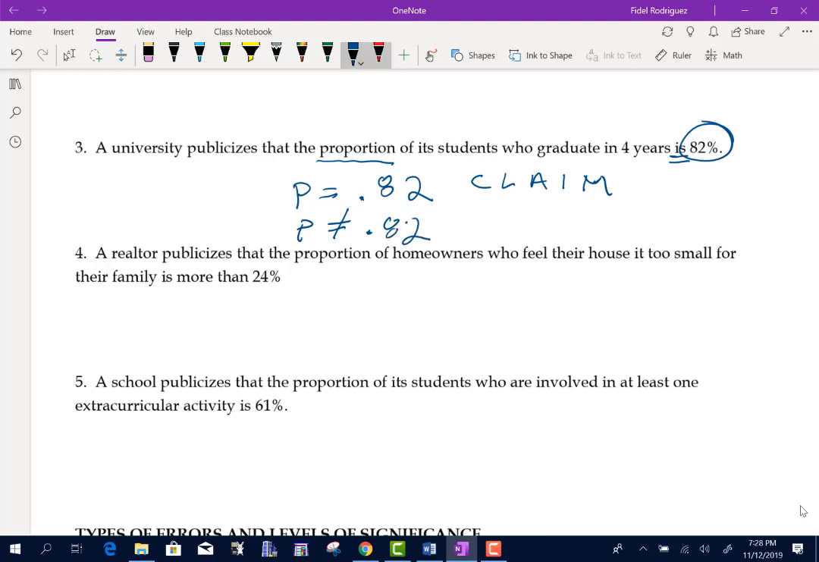Okay. Now, the only other part we got to do is, which one is the null? They still have nulls and alternatives. So remember, the null is the one that has the what? The equal to. So here's my equal to. That's going to be my null. That's going to be my H0. The other one will be our HA. Okay.